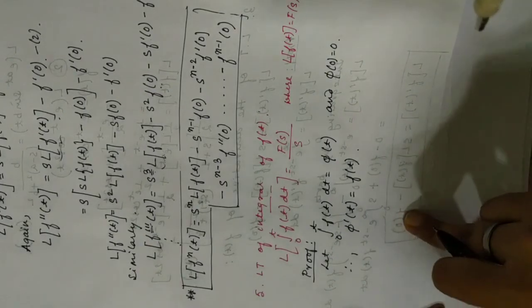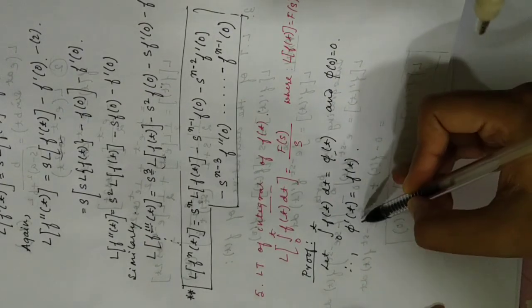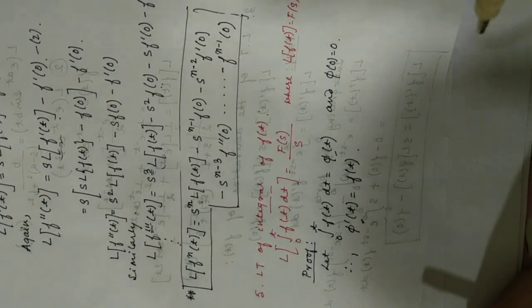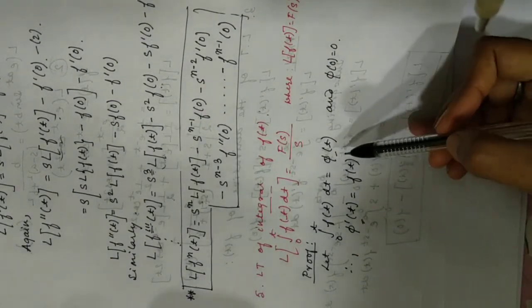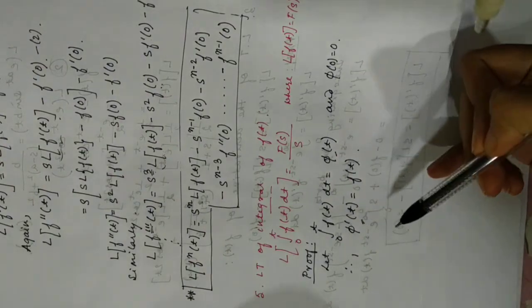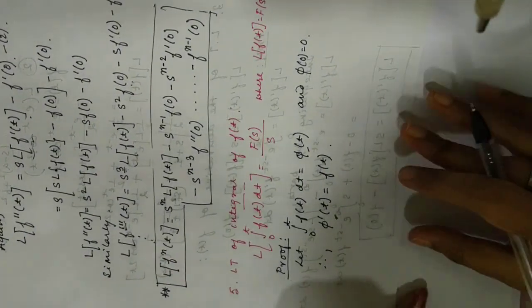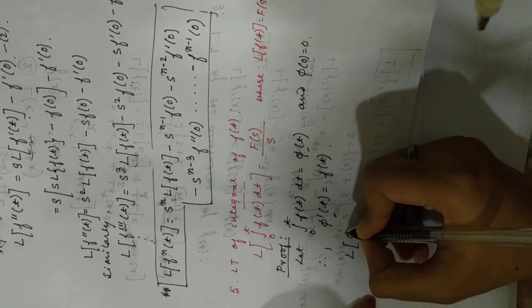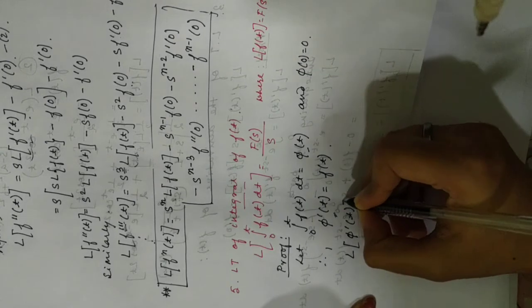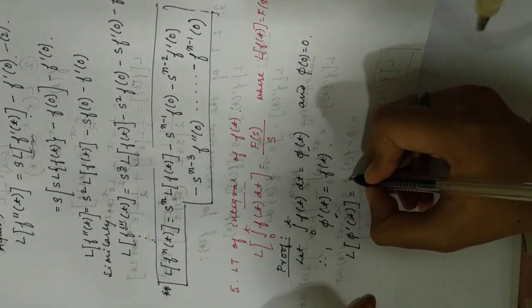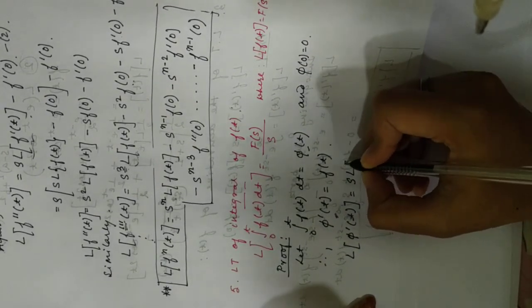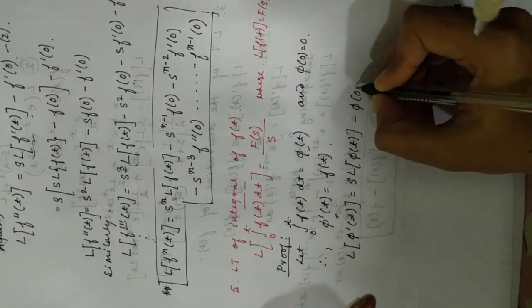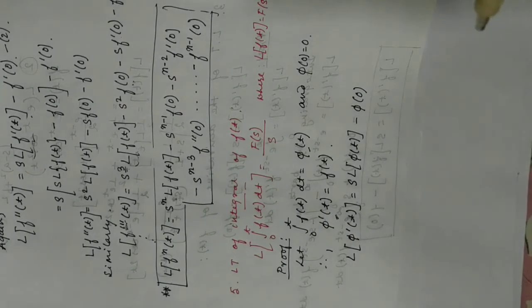So we already have a relation. We already have phi(t) and phi prime(t), and we have derived the relation between the Laplace transform of the derivative of a function and the function. So we will be applying it. Just now we have derived that the Laplace transform of phi prime(t) is equal to s times the Laplace transform of phi(t) minus phi(0), right? Just now we have derived this equation.